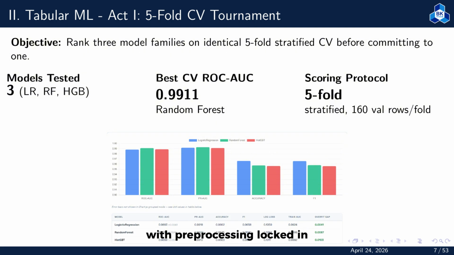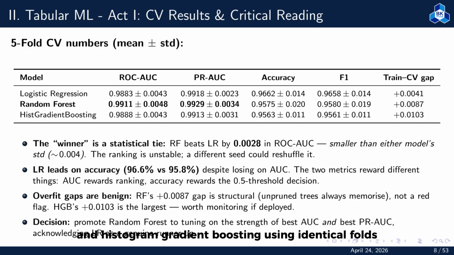With preprocessing locked in, we ran 5-fold stratified cross-validation on 3 model families: logistic regression, random forest, and histogram gradient boosting, using identical folds so the comparison is fair. What you can see immediately from this chart is that all 3 models score above 0.95 across every metric. The dataset is easy. Random forest takes best CV ROC AUC at 0.9911, so we promoted it to the tuning stage. But I want to be honest about what these numbers actually say.